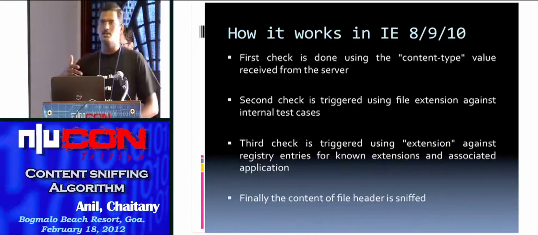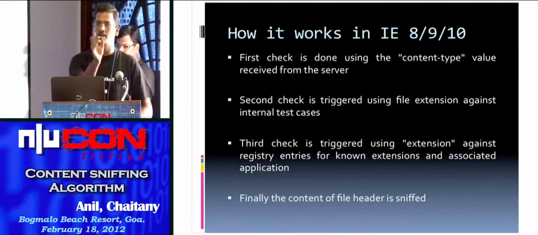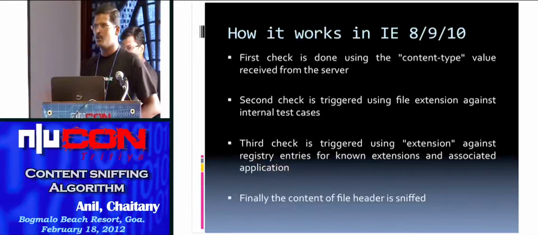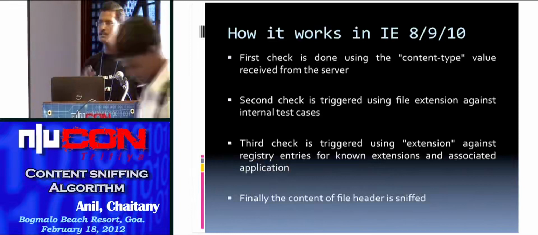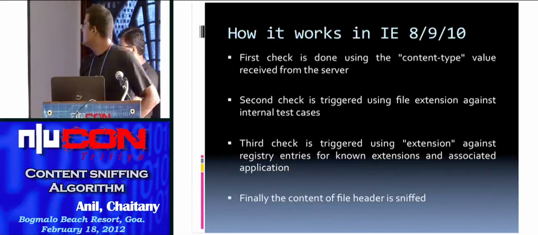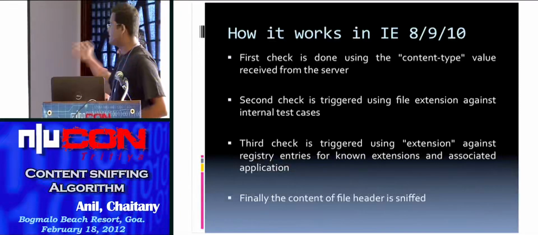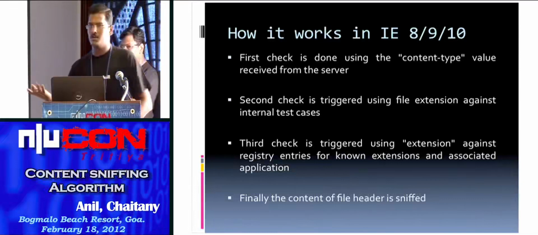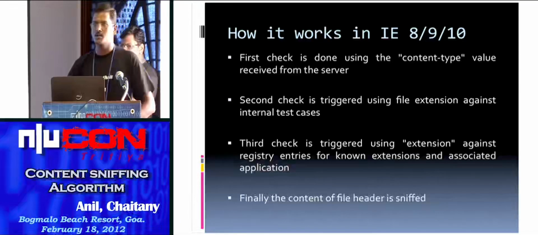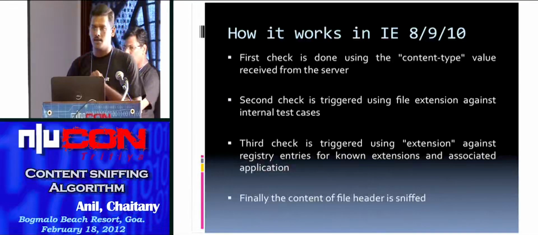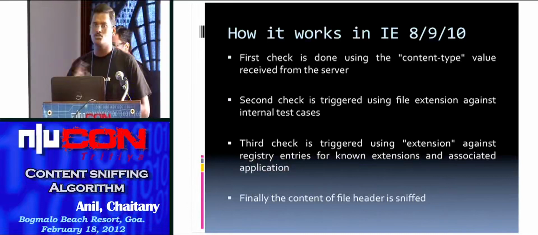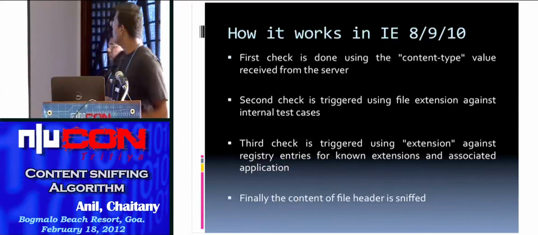So it will go with the registry entries, in which there are extensions and the associated application. Right, so this extension should be executed using this particular application. But again JPQ is not there as it's not a regular extension. Then it will go for a third check, that is, check the extension against the registry entries of its own. Then finally the content of the file. It will start sniffing the content. It was not able to get the actual content type from the server. It was not able to get the exact extension of the file and associated application. So now it will try to sniff the content and check which kind of file it is.